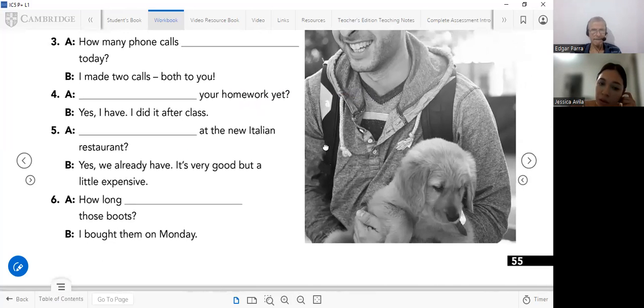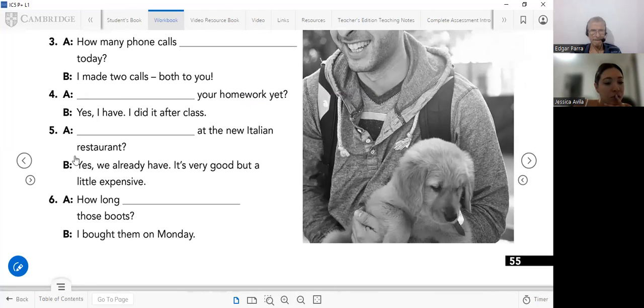Have you ever been at the new Italian restaurant? Or there is another possibility instead of have you been. What do you say? Have you ever eaten at the new Italian restaurant? It's okay. You say, yes, we already have. It's very good, but it's a little expensive.